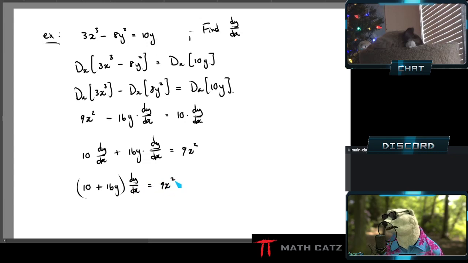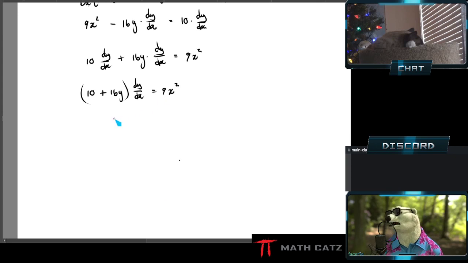Equals 9x squared. That does not look like a 9, but I could easily misread it as a 7. And then lastly, dy/dx is 9x squared over 10 plus 16y.